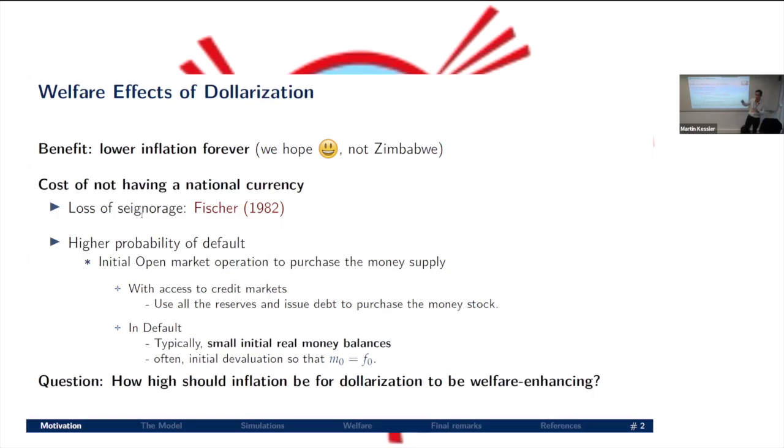Likewise, for a country which is already in default, they don't have access to credit markets. So in order to convert the monetary base to dollars, they would only have international reserves, and they would have to devalue for that trade to happen. And typically that leads to a small amount of initial real money balances that carry welfare costs. So the question we will answer in the paper is, considering these costs and benefits, how high should inflation be in a country for dollarization to be welfare enhancing? And we calibrate the model for Ecuador, which dollarized in the 2000s.